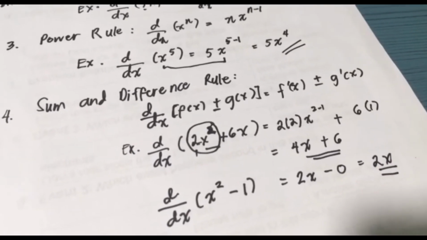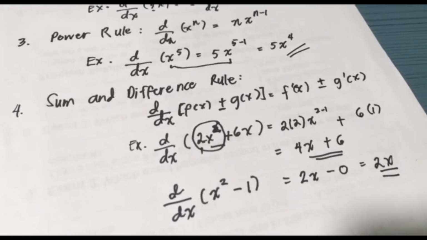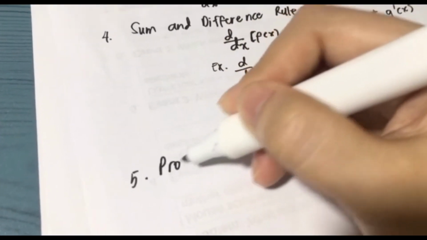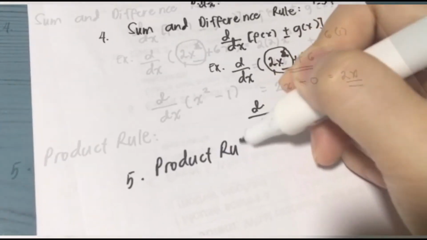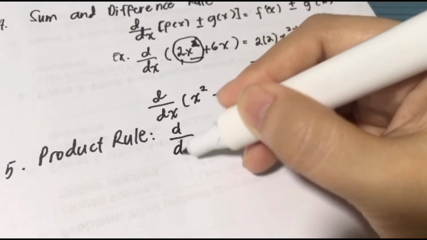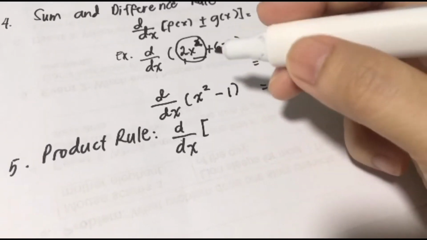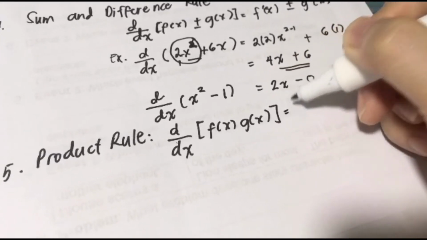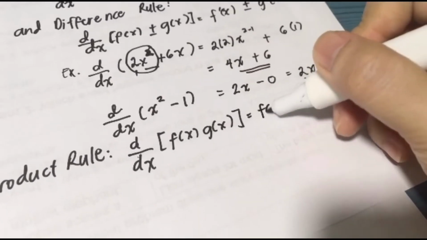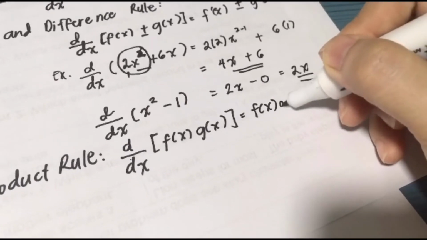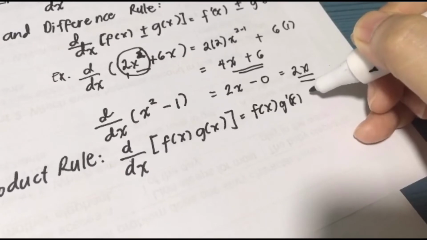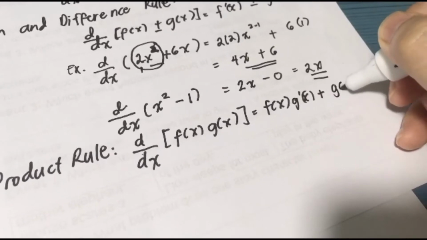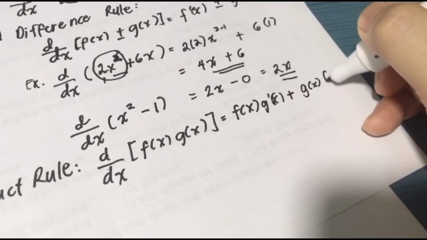Okay. Next, I will apply the product rule. We have the derivative of f of x multiplied by g of x. Copy the first function, then multiply by the derivative of the second function, plus copy the second function, then the derivative of the first function.